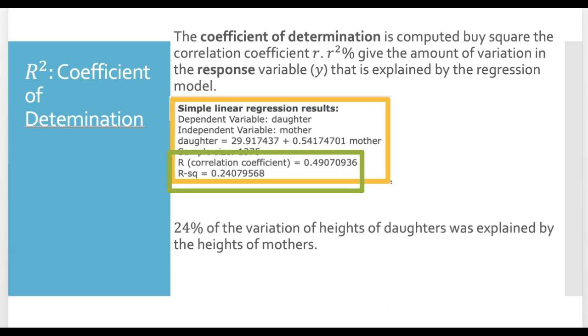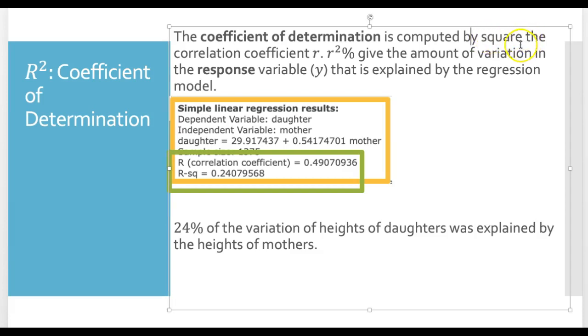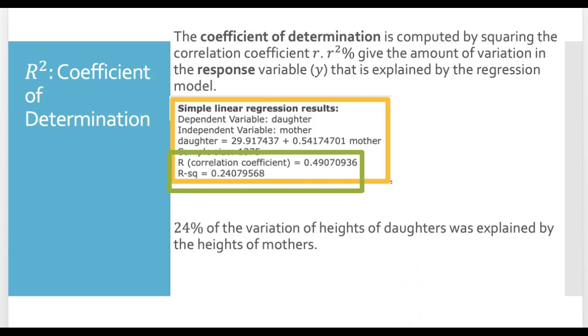Okay. Now the last topic that we'll talk about in chapter 4, very briefly, is R squared, which is the coefficient of determination. The coefficient of determination is computed by squaring the correlation coefficient R. And actually we can report it as a percentage. R squared, we could report it as a percentage.